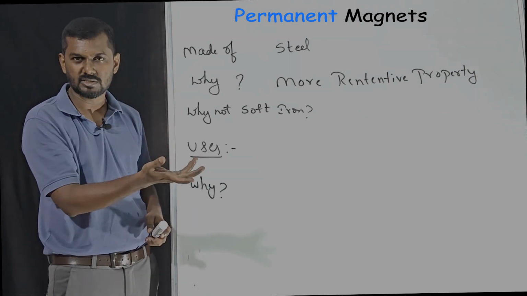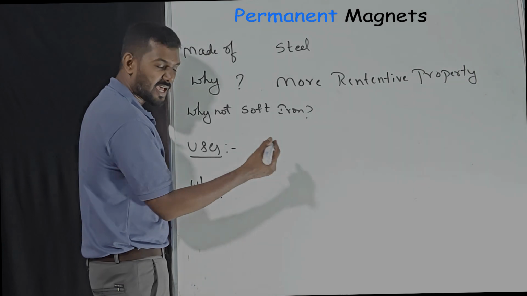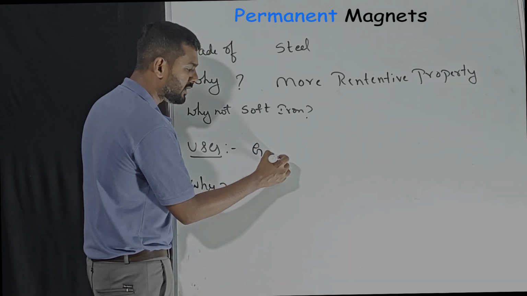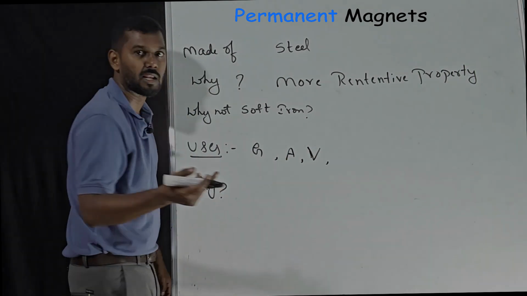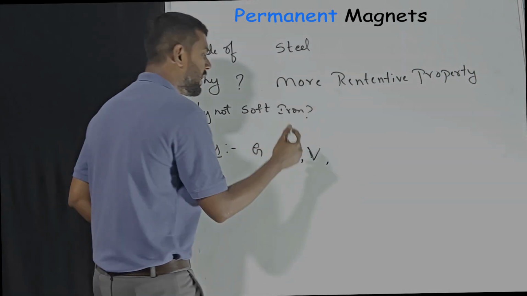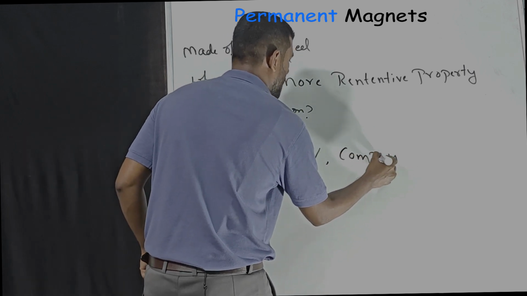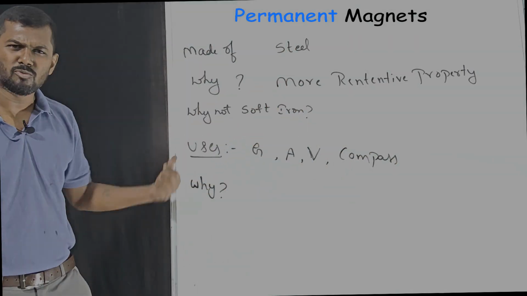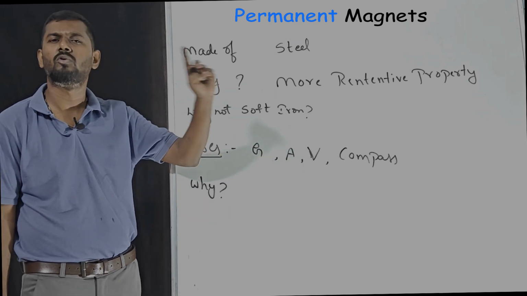Then what are the uses? Where are these permanent magnets used? For example, they are used in galvanometer, ammeter and voltmeter, even the compass needle. In a compass needle we don't use electromagnets, we use permanent magnets. These are the uses. And why do we have to use magnets in galvanometer, ammeter and voltmeter?